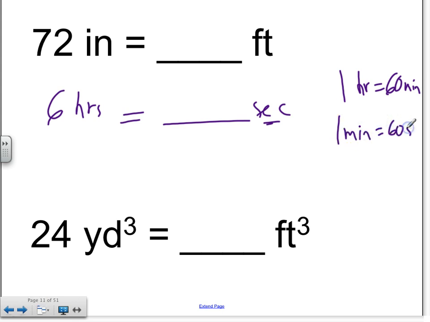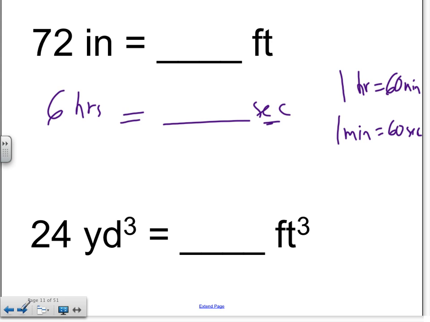1 minute equals 60 seconds. Okay, so notice how I take one step at a time. I have hours to minutes and then minutes to seconds. The reason I want to end in seconds is because that's my ending unit. I always start with my starting unit, and I get some basic unit conversion rate until I hit seconds. And this is how you set it up.